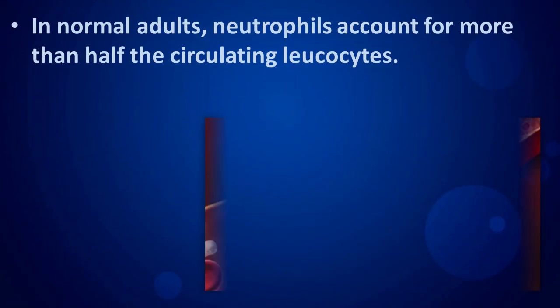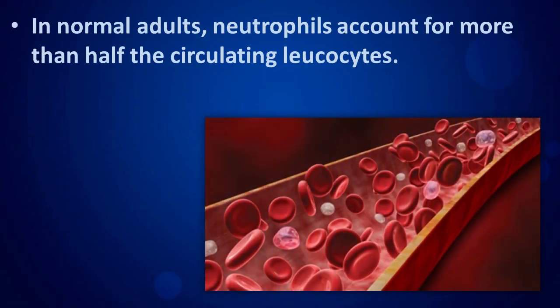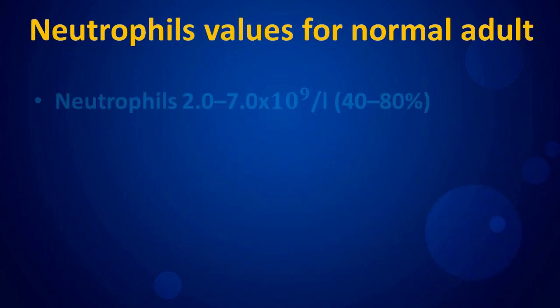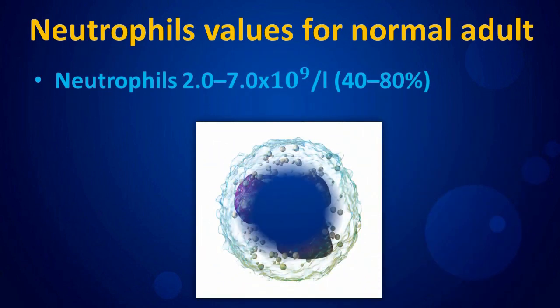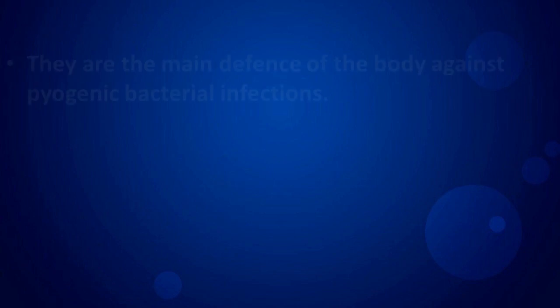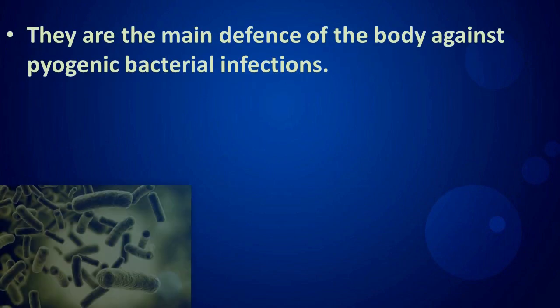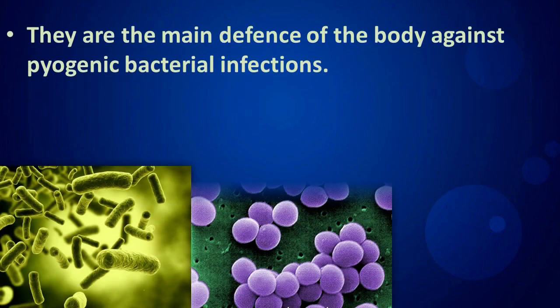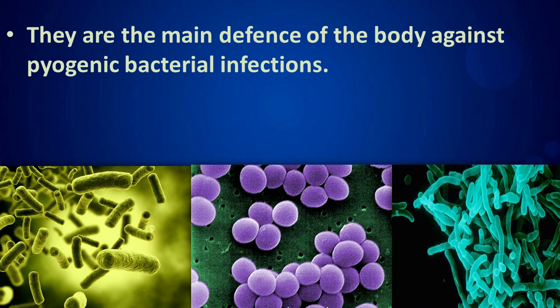In normal adults, neutrophils account for more than half the circulating leukocytes. Neutrophil values for a normal adult are about 2 to 7 × 10^9 per liter. They are the main defense of the body against pyogenic bacterial infections.